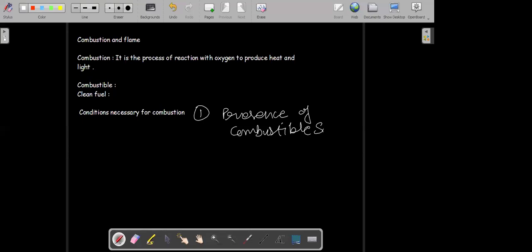The point at which it burns. So presence of combustible substance. You have presence of oxygen.